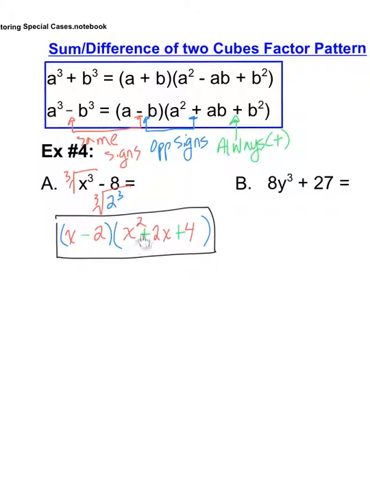This can never be factored because it is not a perfect square trinomial. This does not meet the 2ab. Remember, it's going to be just ab. So this cannot be factored. There are no factors of 4 that add to give you 2. All right, so let's look at b.